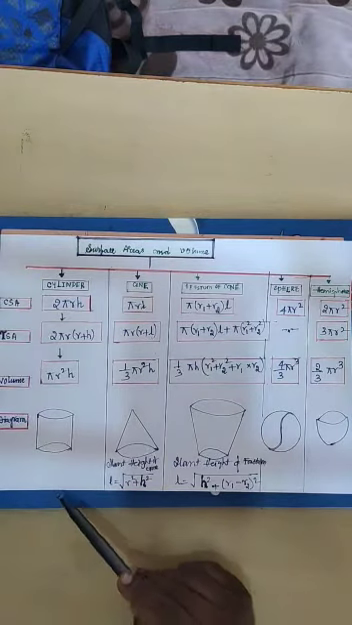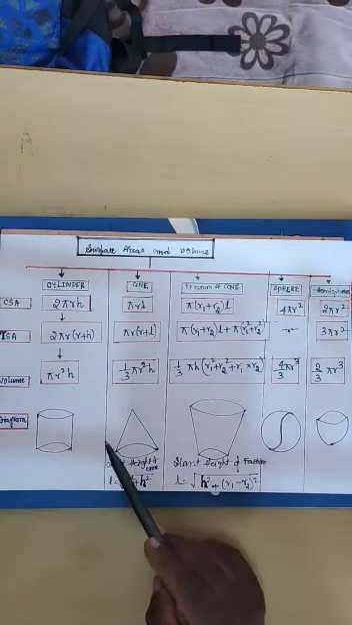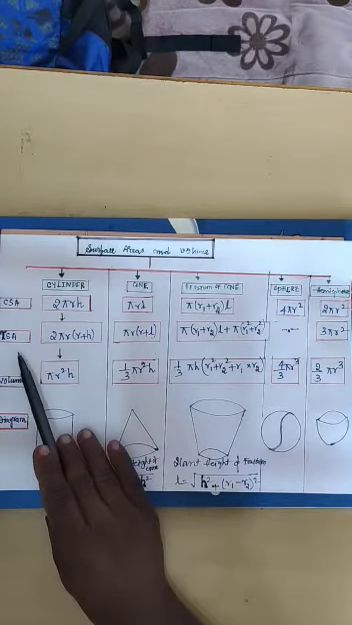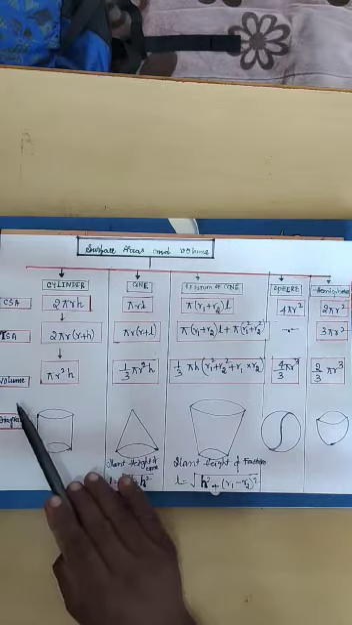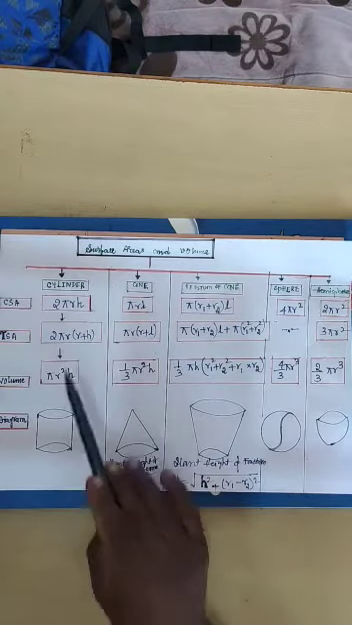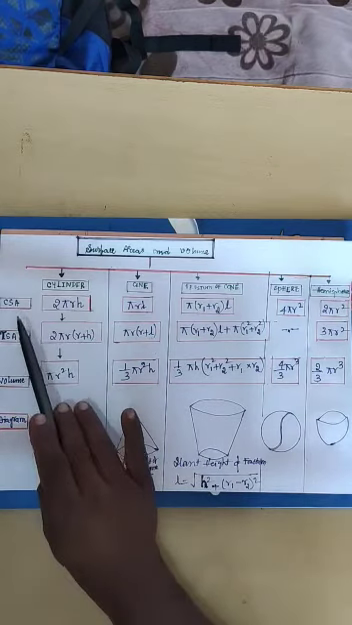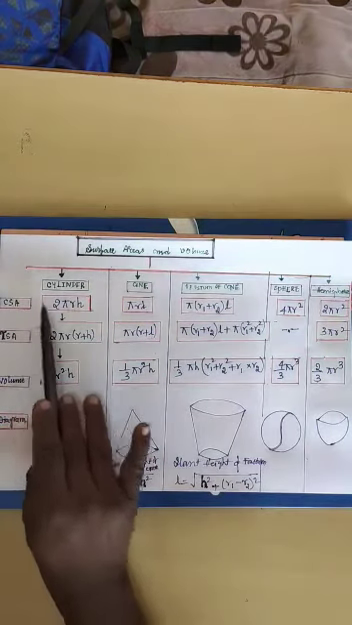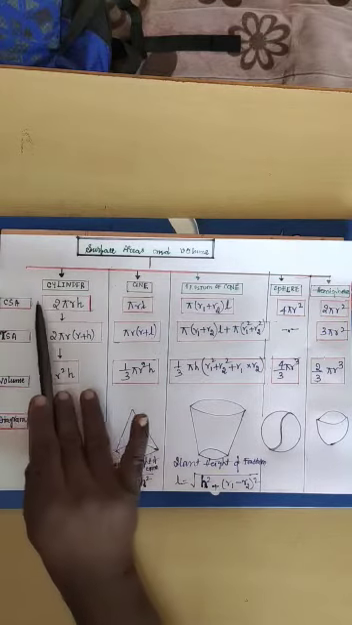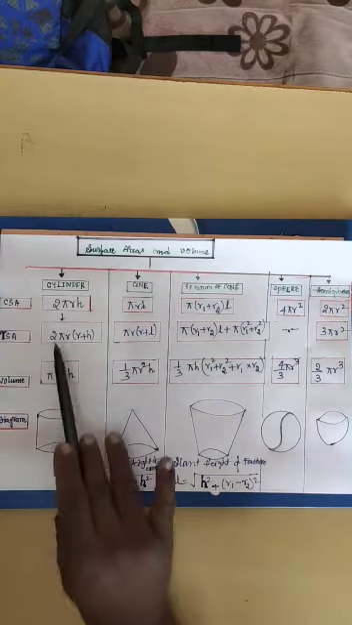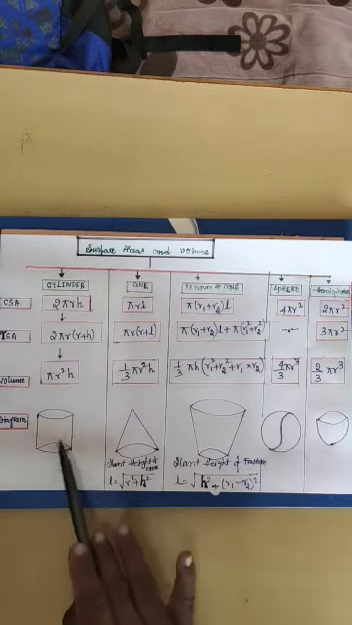Okay, so here we have formulas. The first one is curved surface area, the second is total surface area, and the third is volume. For a cylinder, the curved surface area of a cylinder is 2 pi rh.